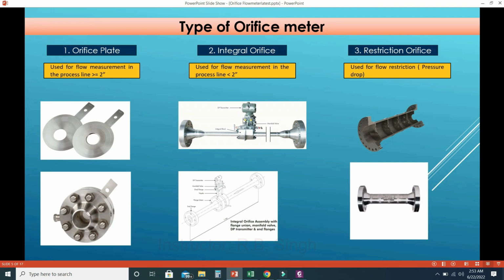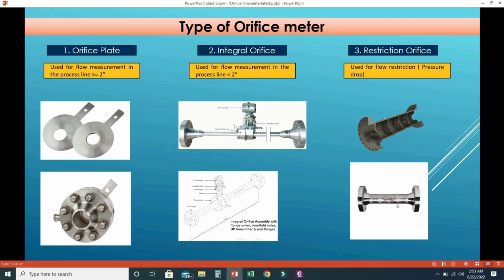Sometimes we can purchase the transmitter with the meter run, but sometimes we can purchase only the meter run and we can purchase the transmitter from a different supplier. Restriction orifice, this is the cutaway of a restriction orifice, and this is the multi-stage restriction orifice. Here is the figure of restriction orifice, you can see.